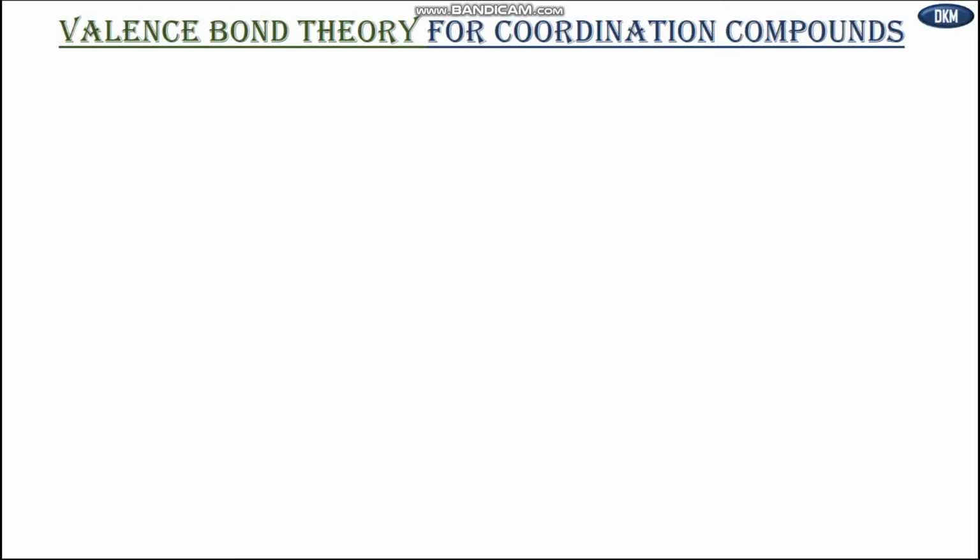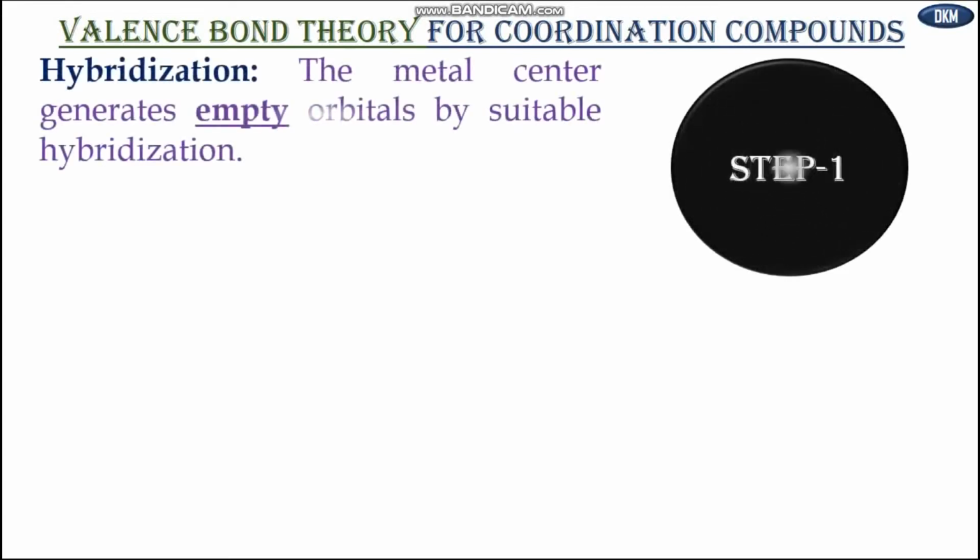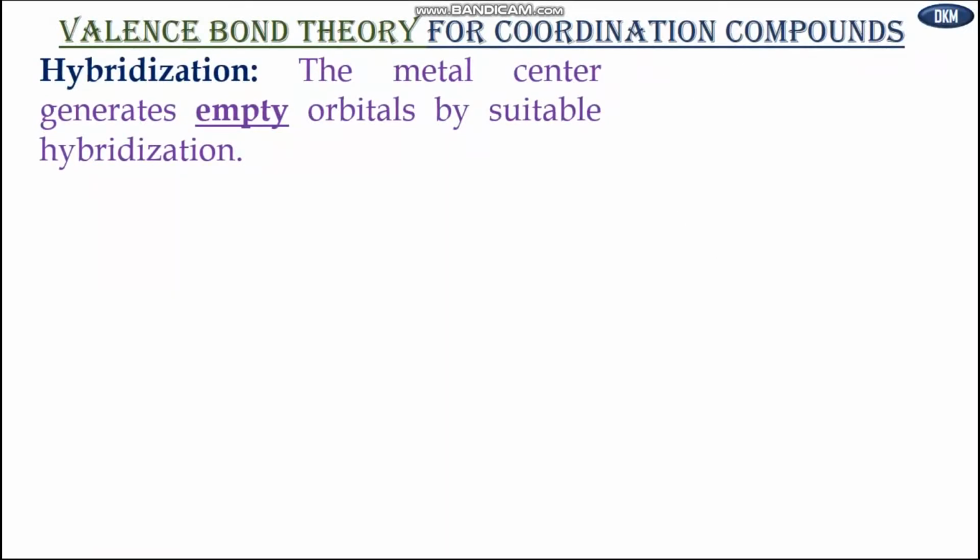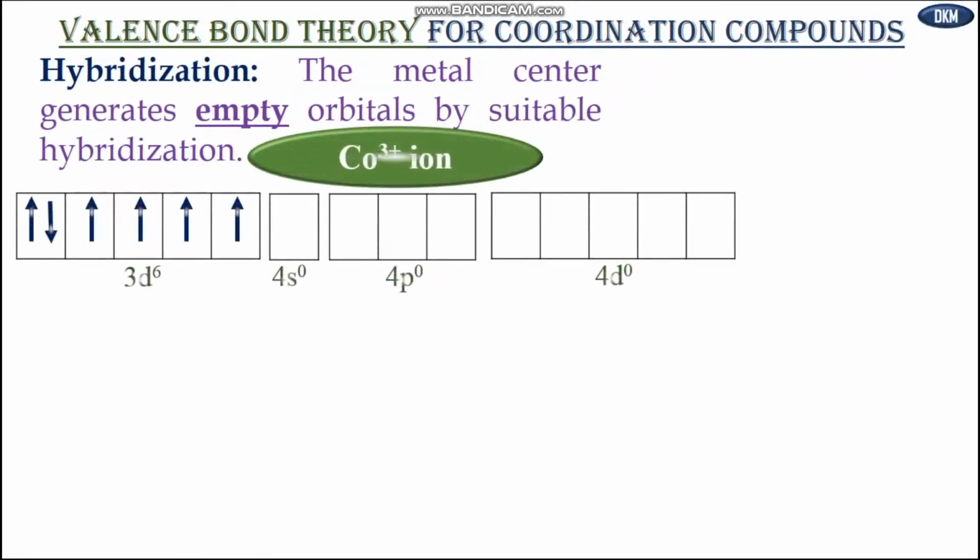Now, come to valence bond theory for coordination compounds. You know, in coordination compounds, the central metal atom or metal ion is surrounded by ligands. Here the electrons present in the metal-ligand bonds are not equally contributed by the metal and ligands. During hybridization, the metal center generates empty orbitals. Take the example of the Co3+ ion. You know, the Co3+ ion is a 3d6 system. Its 4s, 4p and 4d subshells are completely vacant.